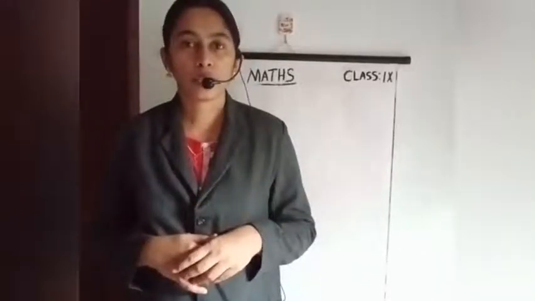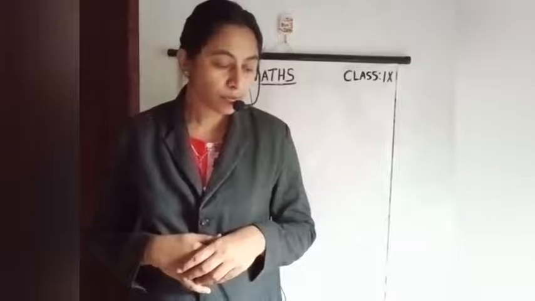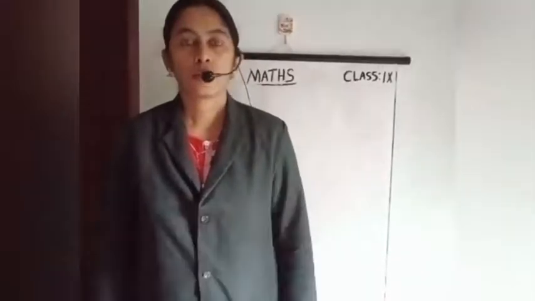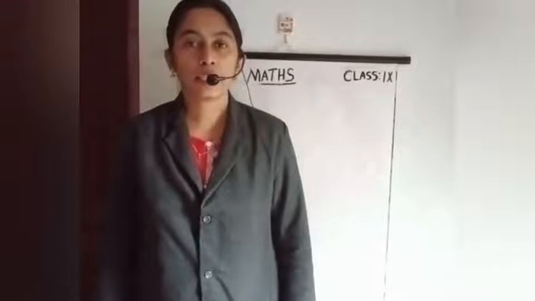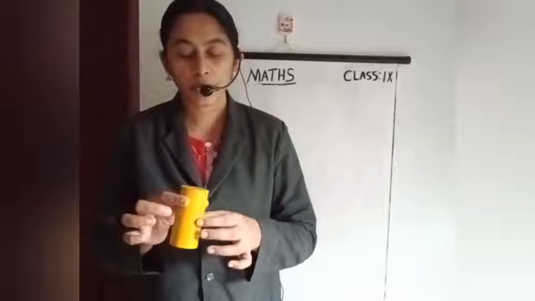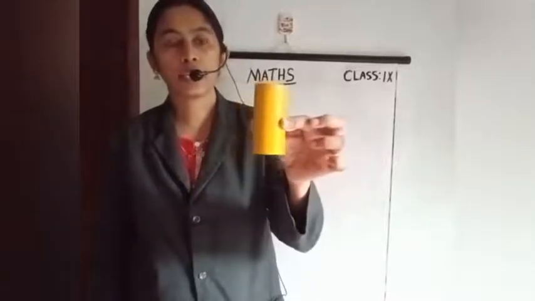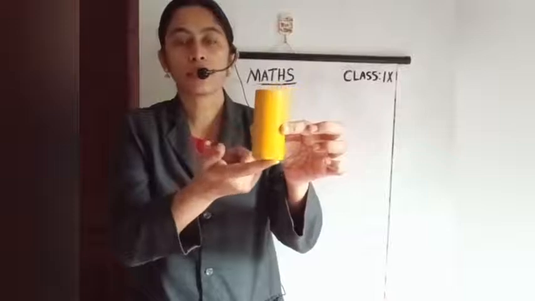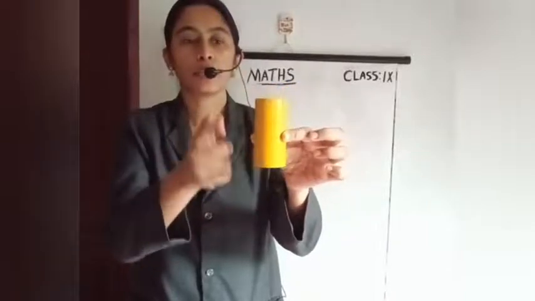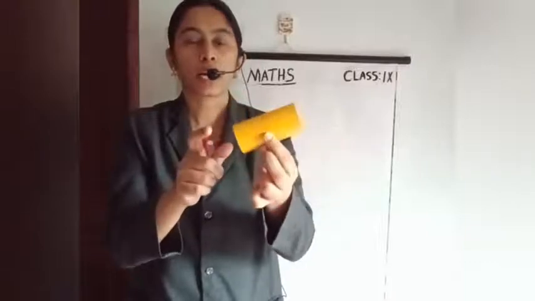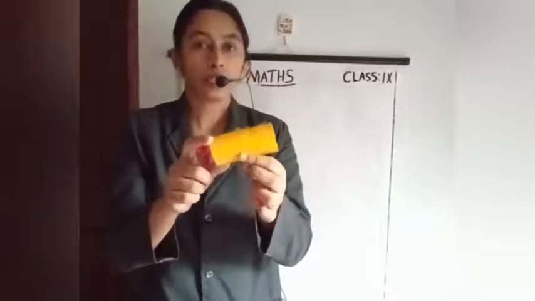Today we are going to learn about the surface area of a right circular cylinder. So, what is meant by a right circular cylinder? A right circular cylinder means a cylinder like this type. This curved surface and this curved surface are parallel to each other. This type of cylinder is known as a right circular cylinder.